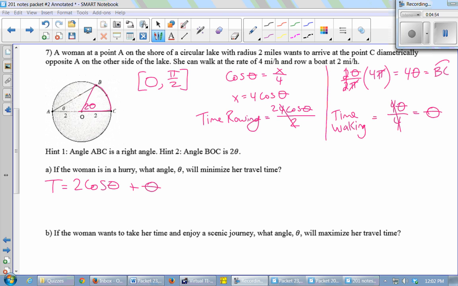So if I want to minimize or maximize a function, we are going to look for places where the derivative of the function is 0. So t prime is negative 2 sine theta plus 1, taking the derivative with respect to theta. And we want to set that equal to 0 and solve. Okay, so I get sine theta has to equal 1/2. And I'm only looking for angles in this interval from 0 to pi over 2. The only angle in that interval where the sine of theta is 1/2 is pi over 6.